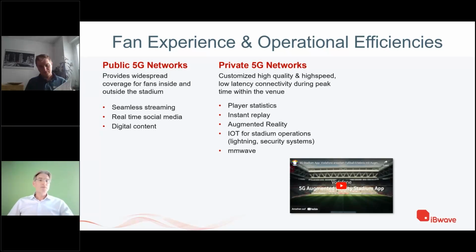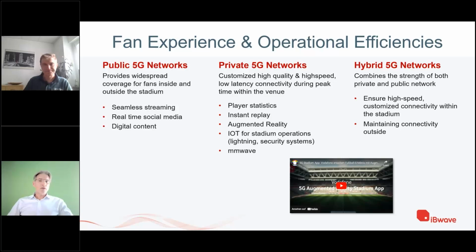But on top of that, it's not only the fan experience, it's the operational efficiency which you can get from the private 5G network, because all the IoT in your stadium, like lighting, security systems, and all that, can run on it. And that's another important topic. So both together, we call it a hybrid network, which combines public and private 5G network all in one solution, gives you the best performance at the end.